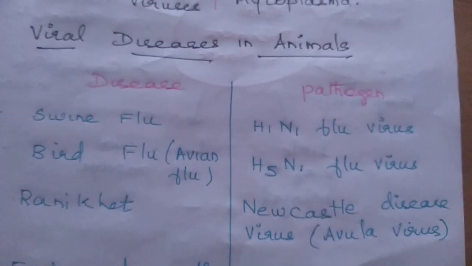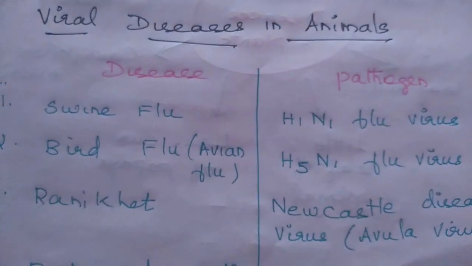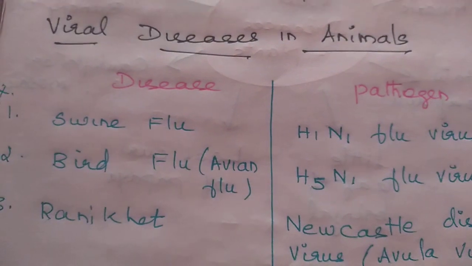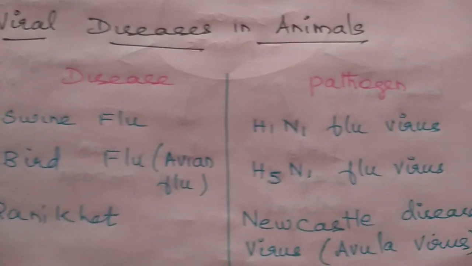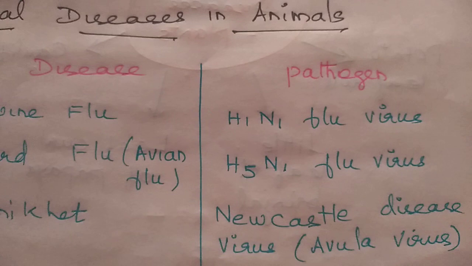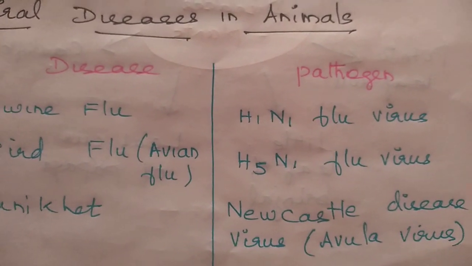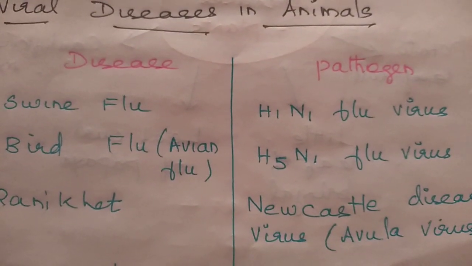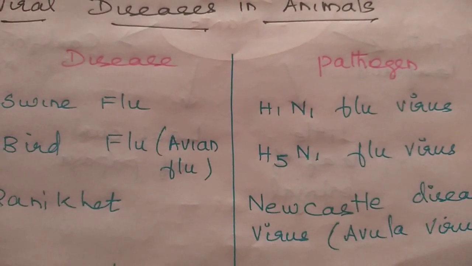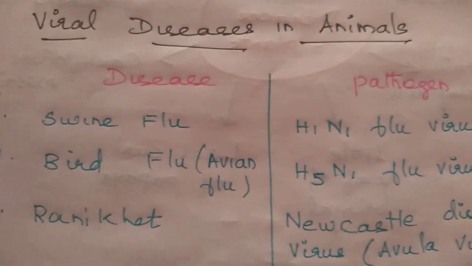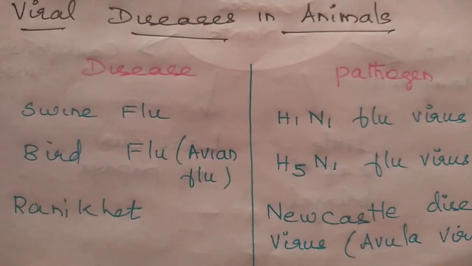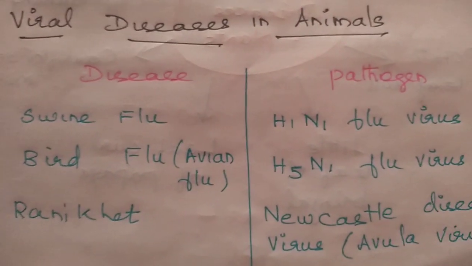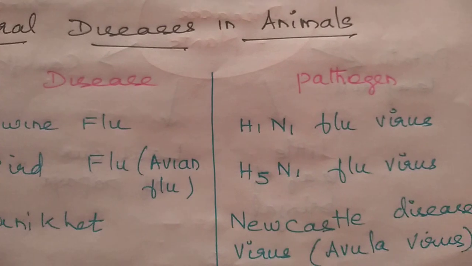And the next, this is very important. These are the viral diseases in animals. Swine flu is a viral disease and it is caused by the pathogen H1N1 flu virus. It is a repeatedly asked question, H1N1 flu virus and H5N1 flu virus. These two are very important. Swine flu is caused by H1N1 flu virus, and bird flu, meaning avian flu, is caused by H5N1 flu virus.